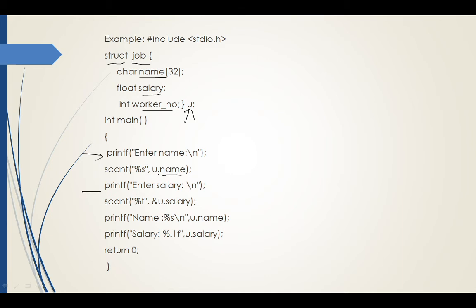Next, the second statement is again a print statement. The third statement is again a print statement, where you are telling the user to enter the salary value. If the user enters the salary value, that will be assigned to the structure member salary. Next, you are going to print these two on the output screen using the printf statement. So what is the output of this program?